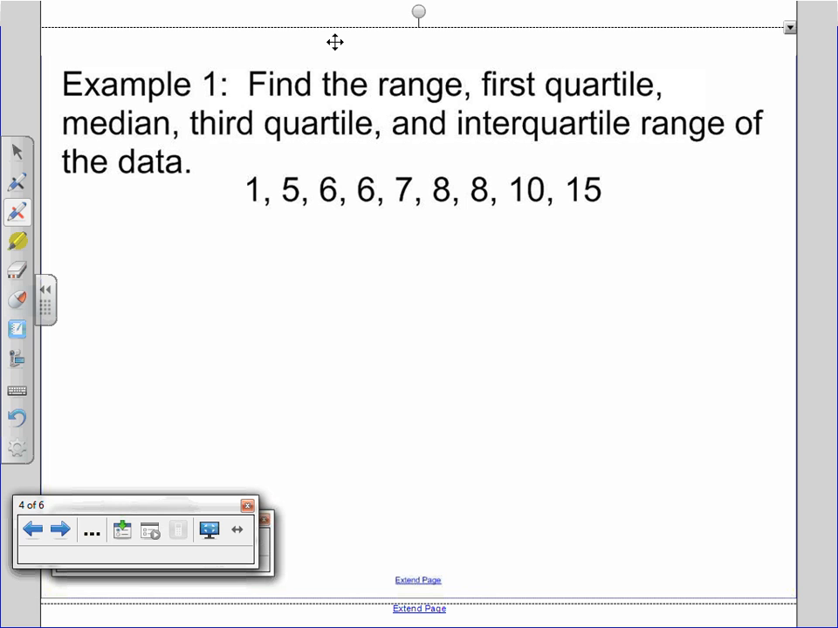So the first thing we're going to do is find the range. And the range is pretty simple. Remember, that's the difference between the highest value and the lowest value. And in this data set, the highest data value is 15. The lowest data value is 1. Very simple. 15 minus 1 is 14. That is our range.